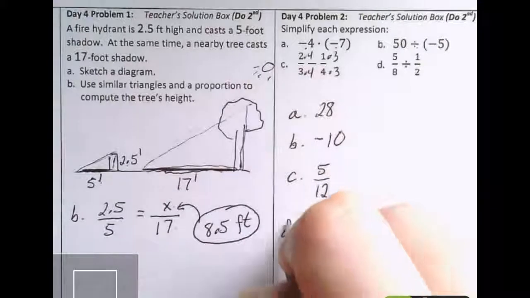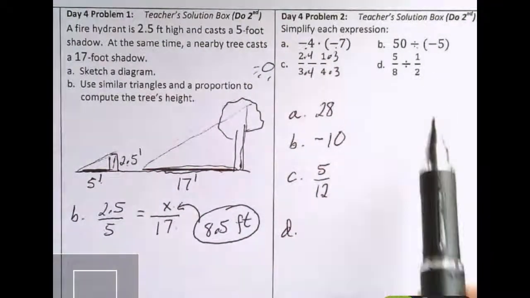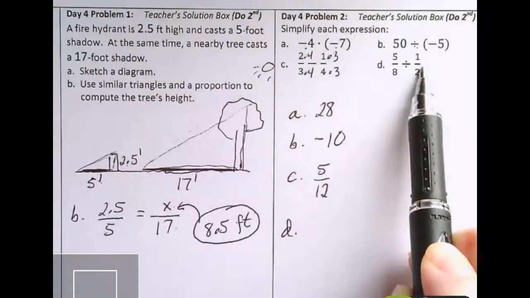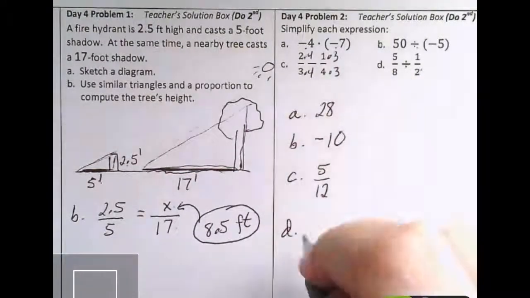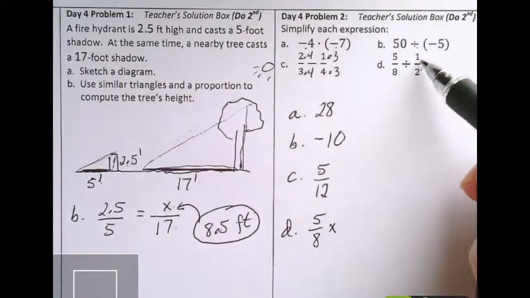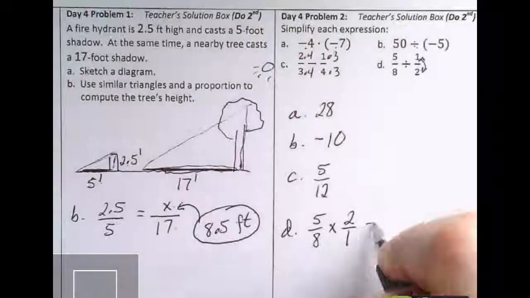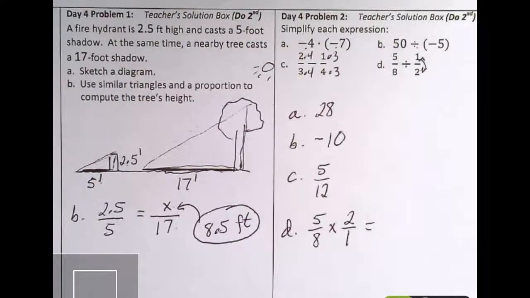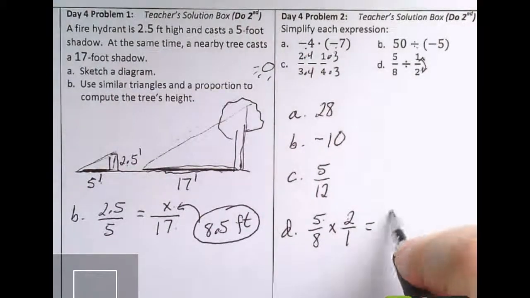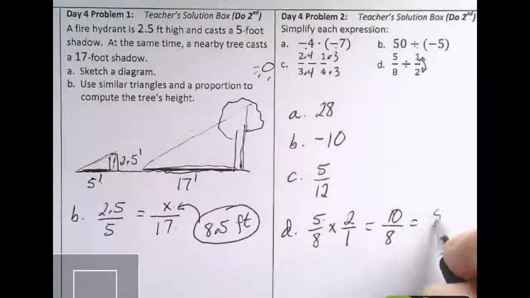And then question D, dividing by fractions. 5/8 divided by a half. How many halves are in 5/8? One way to do this is to change to multiplication and take the reciprocal of 1/2, which is 2, or 2 over 1. And then multiply these. 5 times 2 is 10, 8 times 1 is 8, and then reduce this fraction: 5/4.